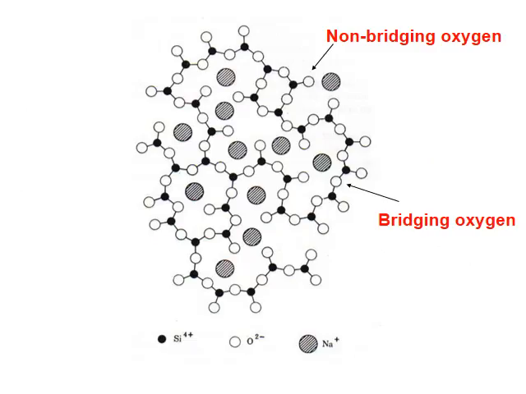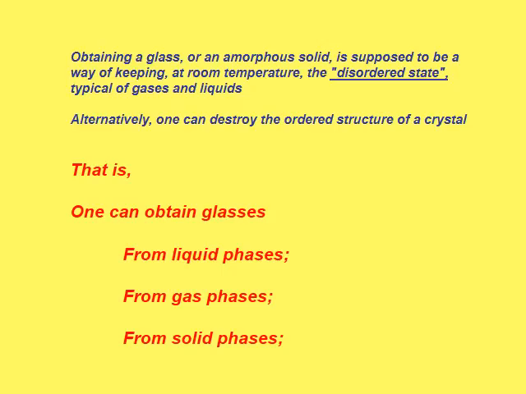Here again we have the famous 2D Zachariasen random network. We can also observe bridging and non-bridging oxygens here. Therefore, obtaining a glass or an amorphous solid is supposed to be a way of keeping at room temperature the disordered state typical of gases and liquids. Alternatively, one can destroy the ordered structure of a crystal, as we have already shown in the case of lead germanate. We can therefore obtain glasses from liquids, gases, and solids.